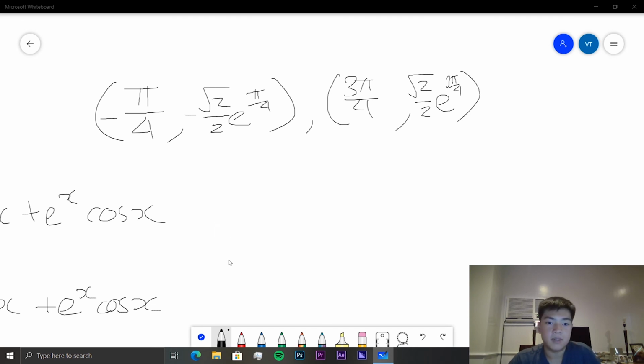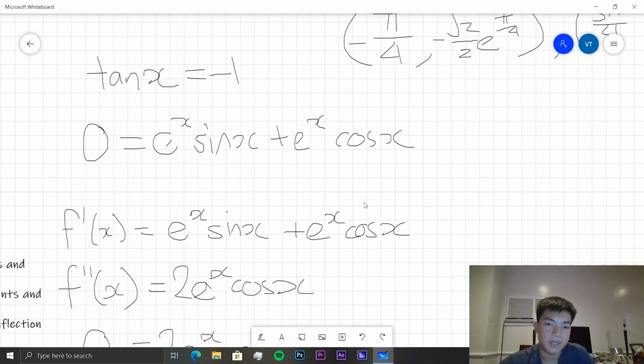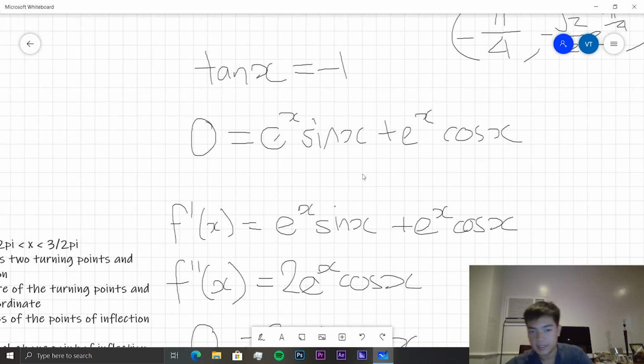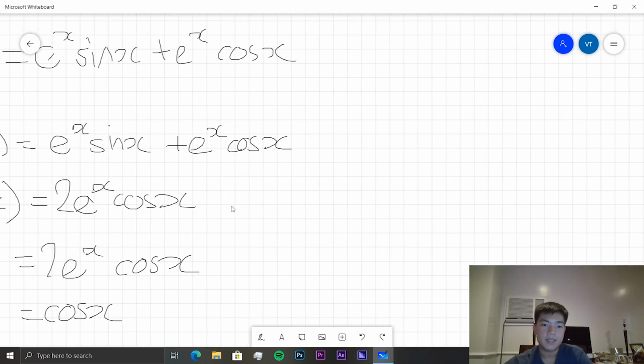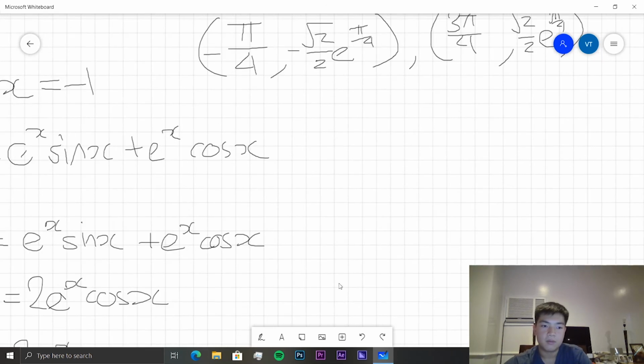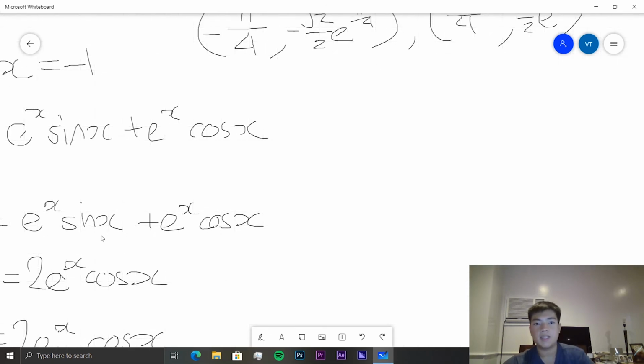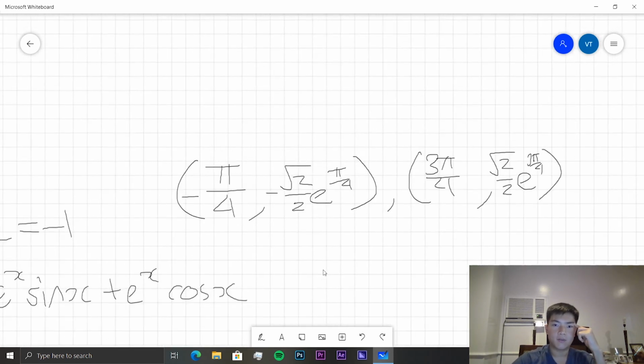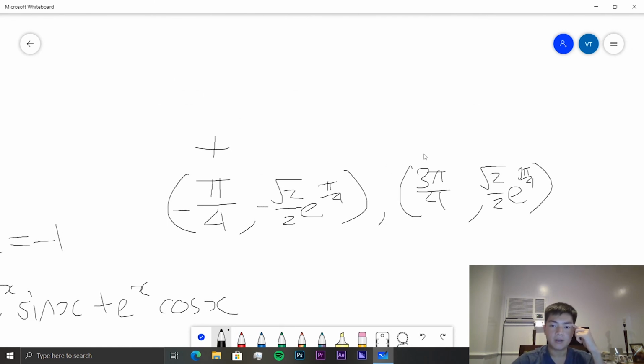And we need to find which one's a minimum and which one's a maximum. So if we put it into the second equation, 2e to the x cosine x, negative pi over 4 will be, well, e will always be greater than 0, so we're actually looking at cosine x. Cosine negative pi over 4 is actually positive, and cosine 3 pi over 4 is negative. So this is a minimum, and this is a maximum.